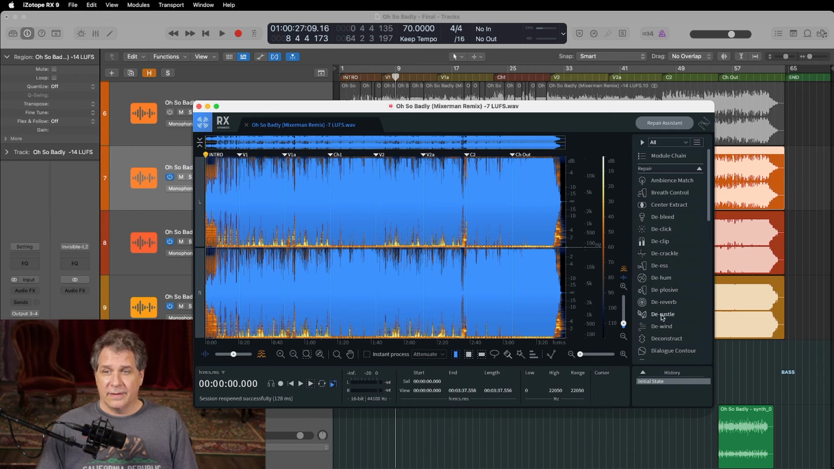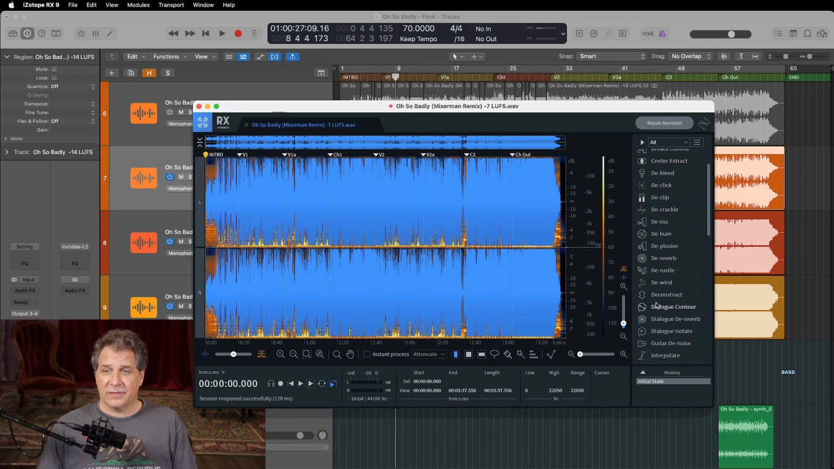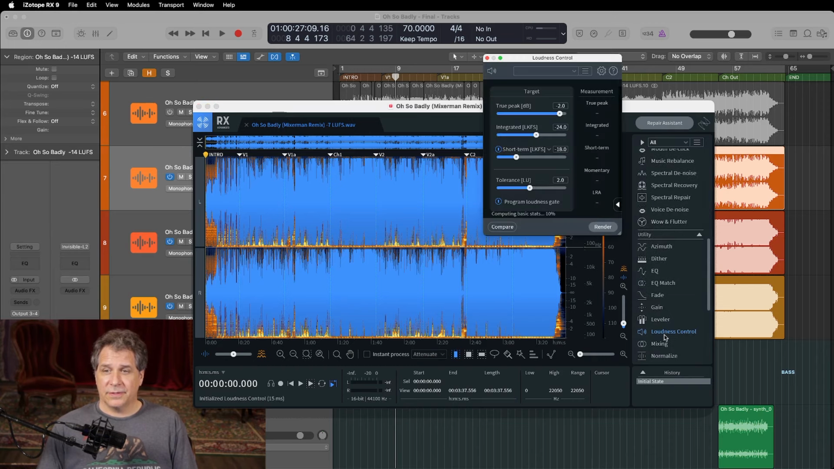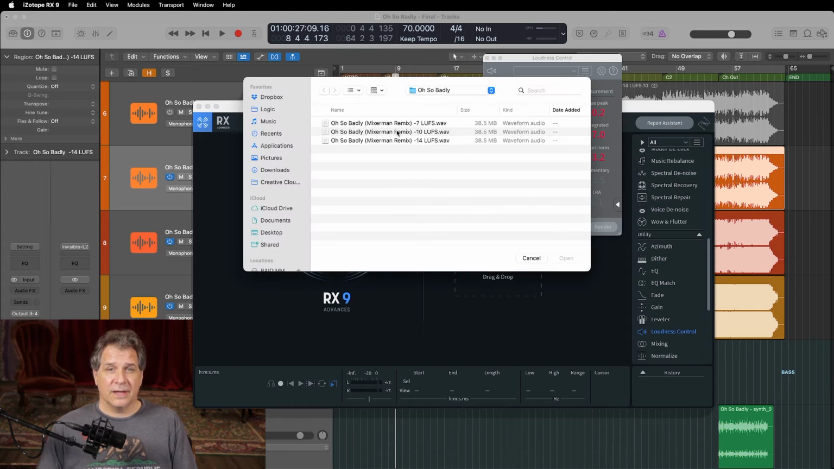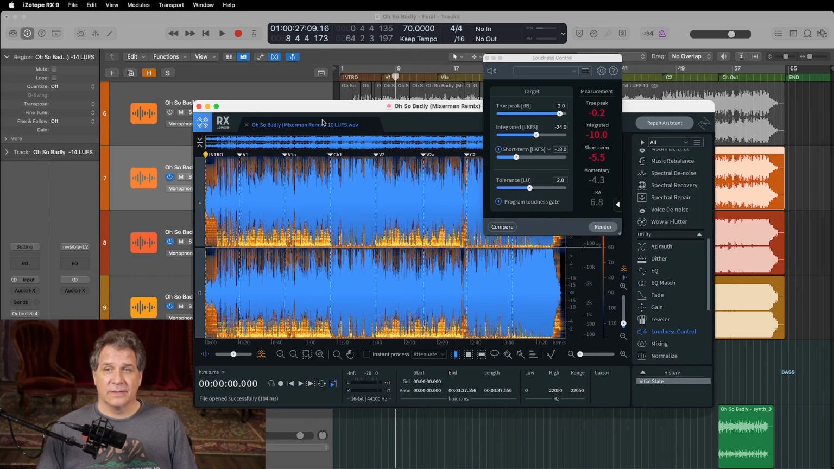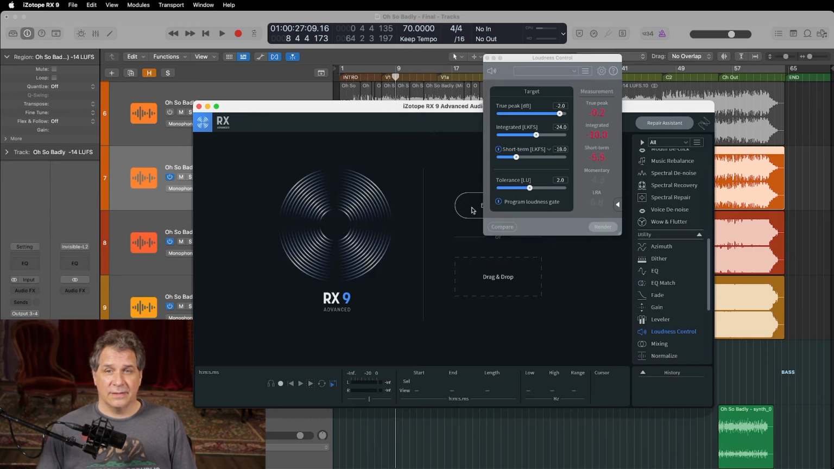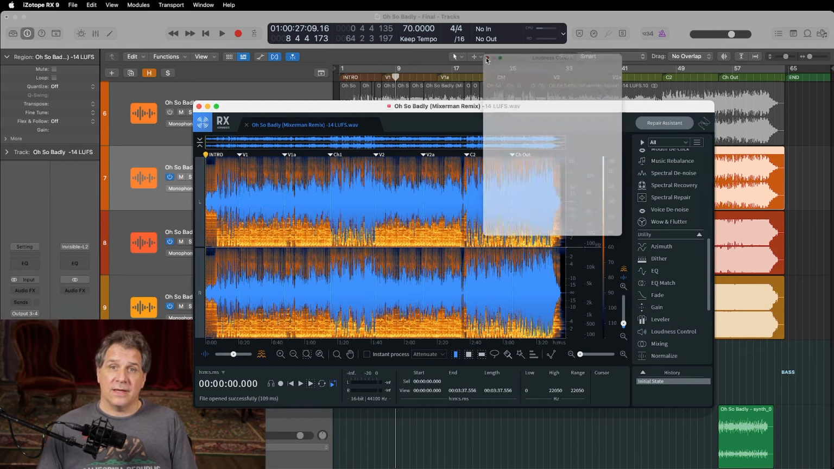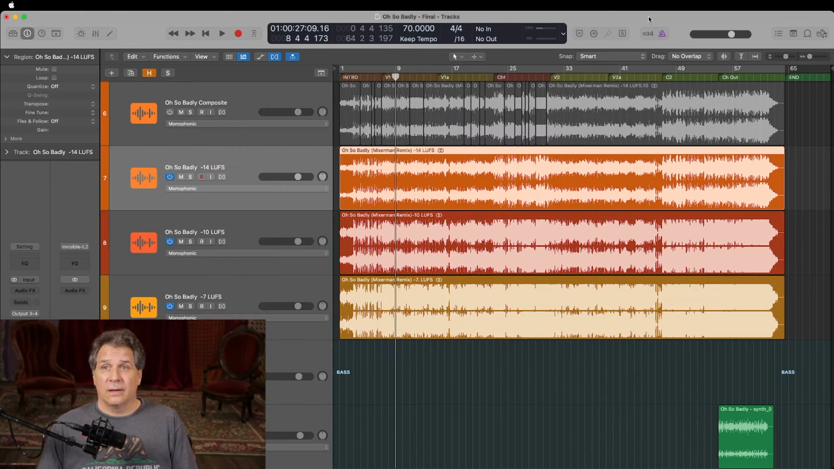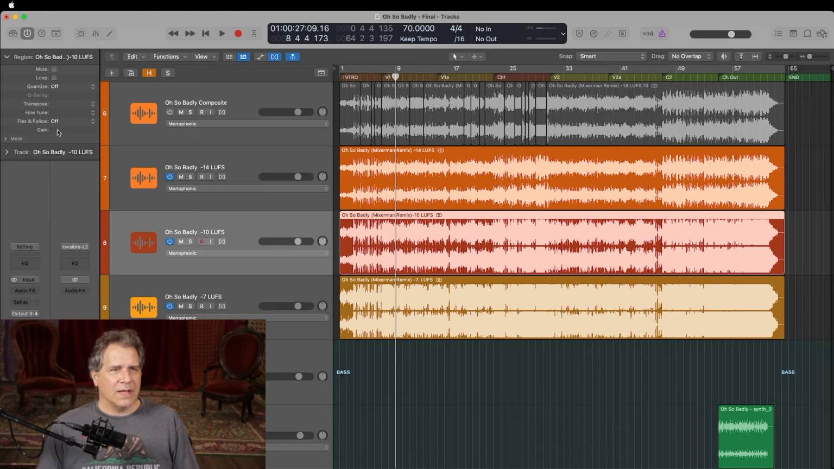And I have here the minus 7 LUFS mix, and I'll show you that it reads as minus 7 LUFS integrated, which means for the whole mix. And I have my minus 10 LUFS mix here, and you can see it's minus 10 integrated, which is how we measure LUFS. And we have minus 14.1, close enough, for the quietest mix.